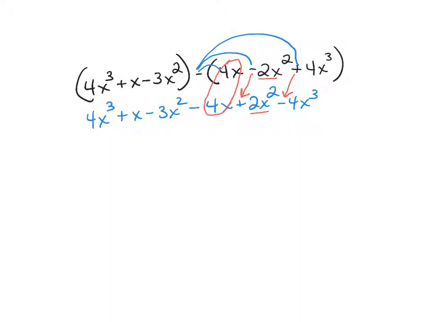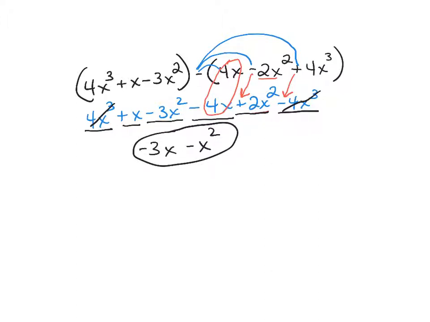Now I'm going to combine my like terms. I have a 4x to the third, subtract 4x to the third. Those are just going to cancel each other out. I have a plus x and I have a subtract 4x. That's going to give me a negative 3x. And then I have a negative 3x squared plus 2x squared, which is going to give me a negative x squared. And that is the answer to that problem.